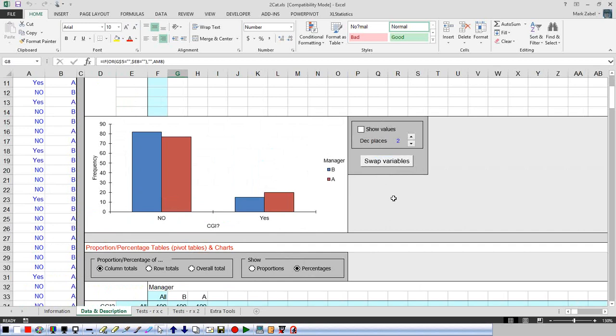I think it's far easier to compare in this second plot, because you're trying to compare managers. In this case, we've got manager A and manager B. What do you think? Do you think there's a real difference between these? Do you think manager drives CGI? No. It doesn't really appear to be, because there's very little difference between these two.